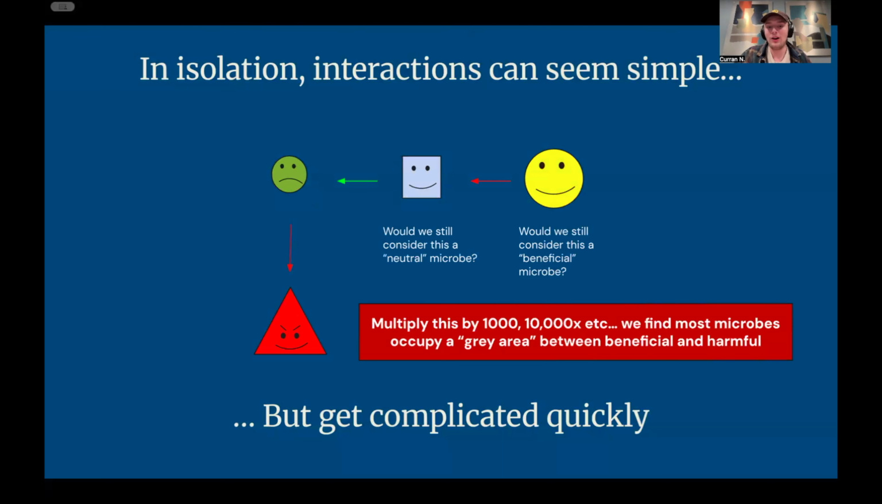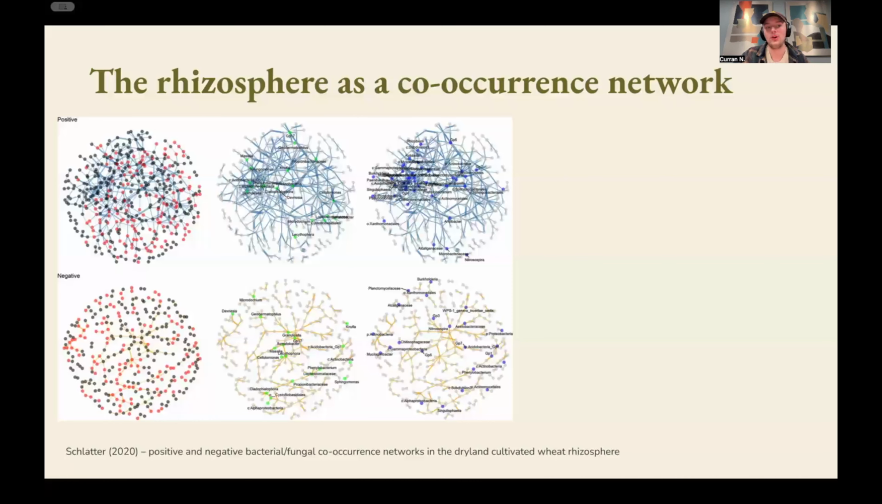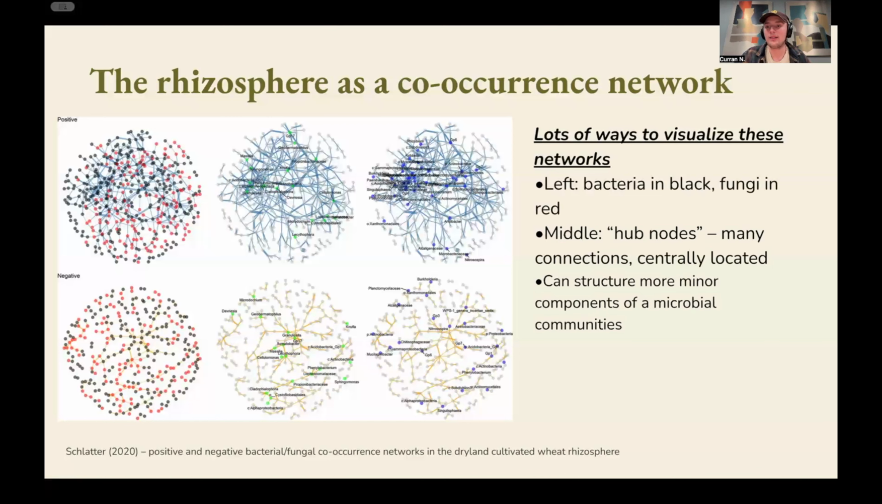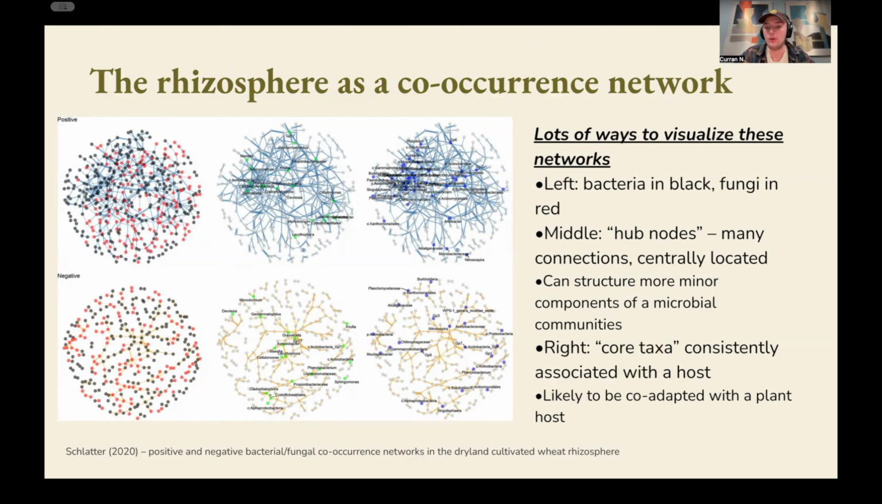It turns out when you multiply all these interactions by 1,000, 10,000 times, etc., it can be really complicated, and most microbes start to occupy a gray area between beneficial and harmful. You can almost think of the rhizosphere as a network of co-occurrence of different microbes. So you can see there's hub taxa, which affect lots of other taxa. There's lots of connections between them, and they structure the microbiome, as well as core taxa commonly associated with the host that can be thought of as likely to be co-evolved with a plant.